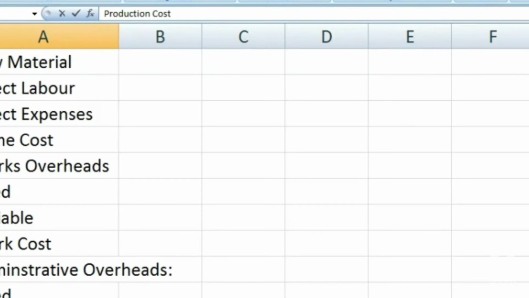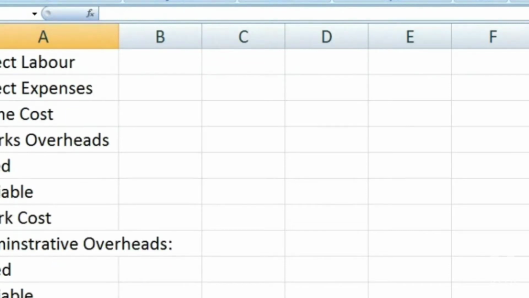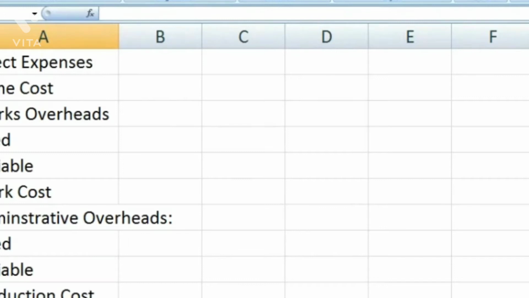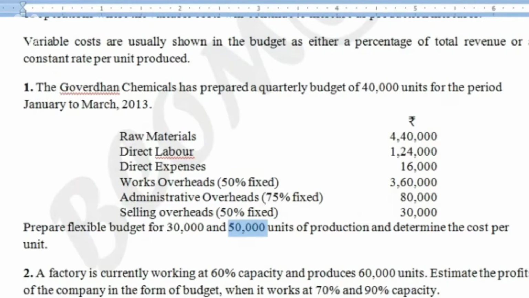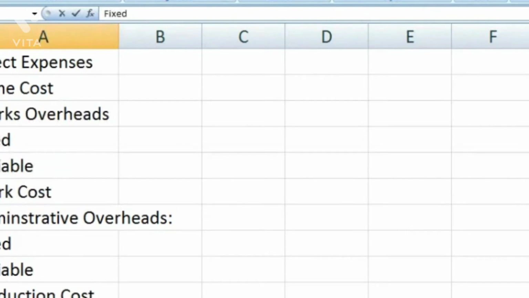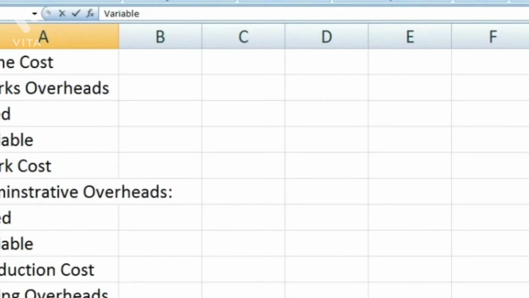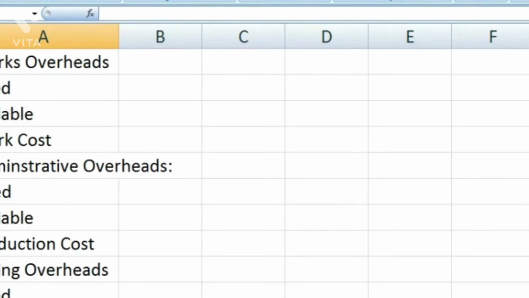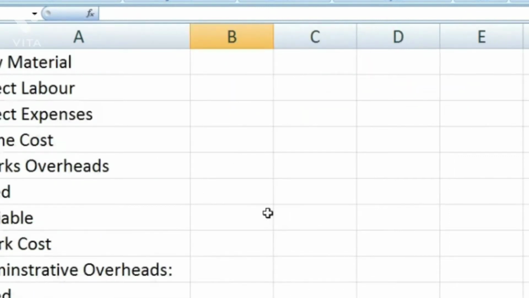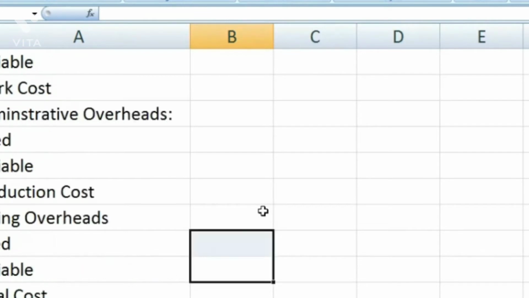Then next is selling and distribution overheads. Selling overheads only, the name is given, selling overheads, right? And it is also classified into two categories, I think. Yes, it is fixed and variable, right? And that has become total cost. So this is your structure of the cost sheet, we can say, just like a cost sheet.